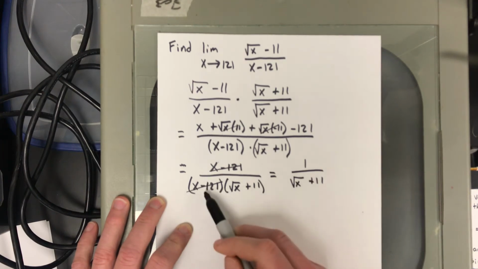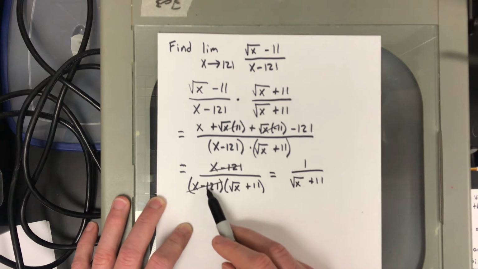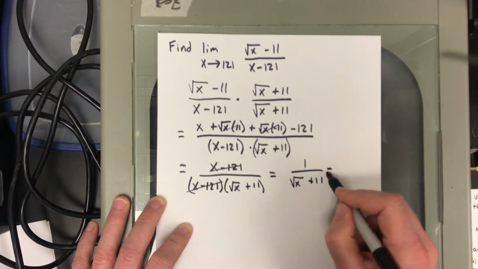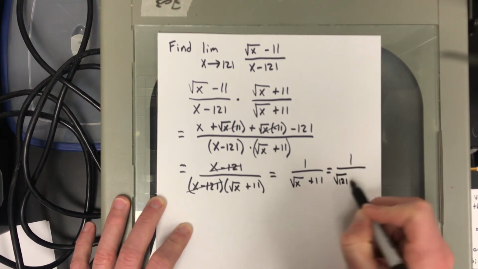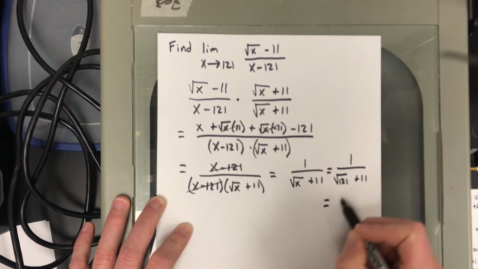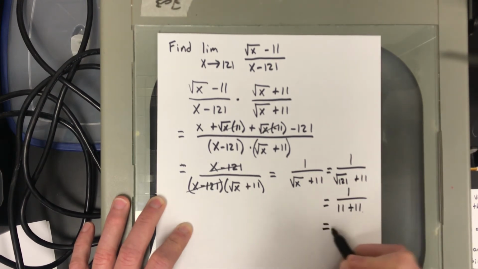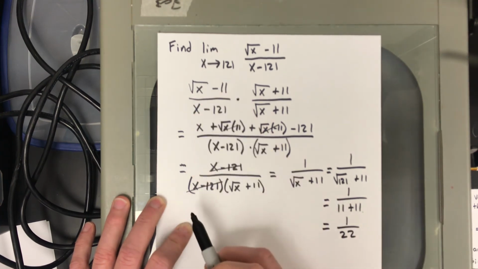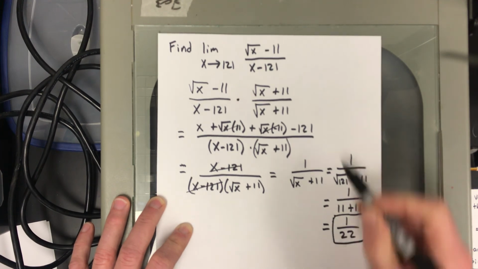Notice we canceled the term that was causing us problems, right? We couldn't plug 121 in because this term would be 0, and then we're dividing by 0, and that's a problem. Now I can evaluate this. So 1 over square root of 121, we're just going to plug in the x value here, plus 11, is going to give us 1 over 11 plus 11, which then gives 1 over 22. So the limit as x approaches 121 is 1 over 22 for this function.